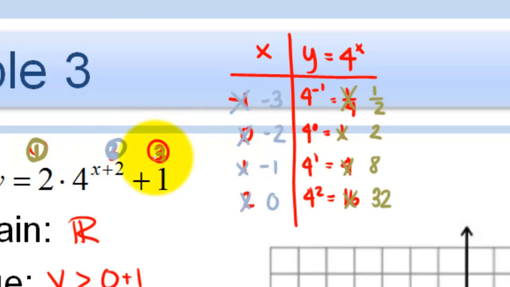The third thing I'm going to do is shift the y coordinates 1 unit up. So instead of 1/2, I get 1.5 or 3/2. Instead of 2, I get a 3. Instead of 8, I get a 9. Instead of 32, I get a 33.